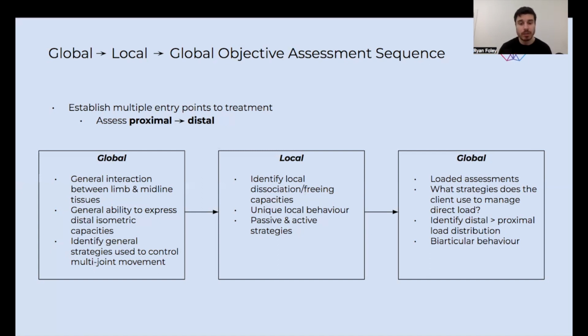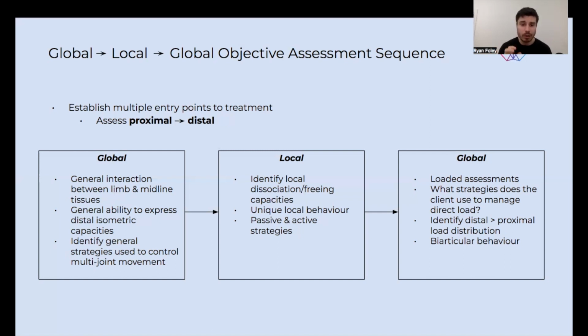Okay, we want to do this before we look locally at the lumbar spine, at the local interactions around the lumbar spine. During this global assessment sequence as well, we're also looking at the general isometric behavior distally at the foot and the ankle, along with the general capacity to express concentric and eccentric behavior proximally around the lumbar spine. So we're just looking at general behaviors here. We're not just going to look at proximal behavior, we're also going to look at distal behavior too, because we need to get an idea of the midline versus lower limb interactions as a whole.